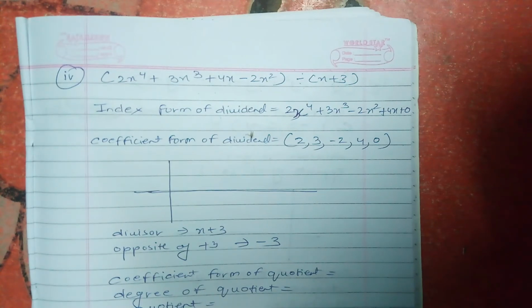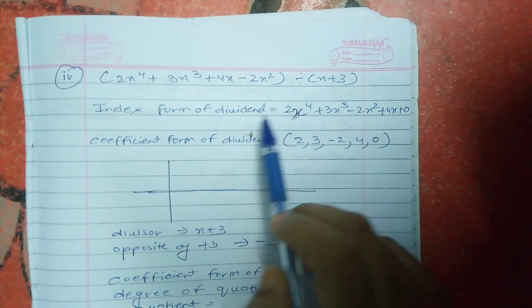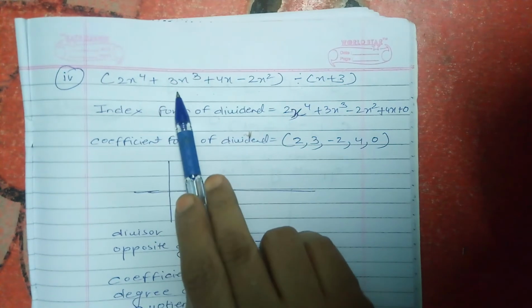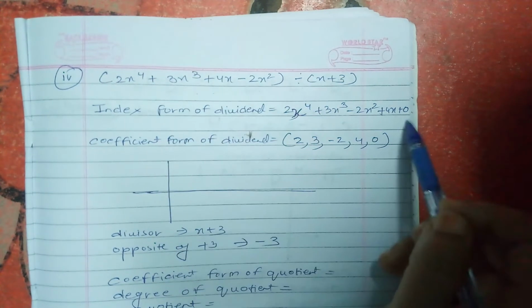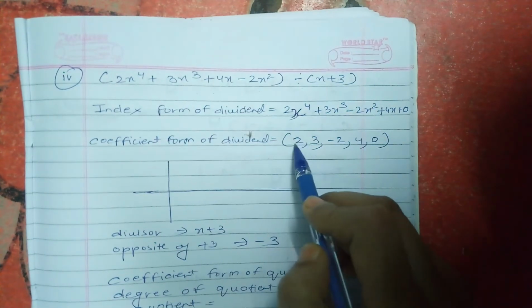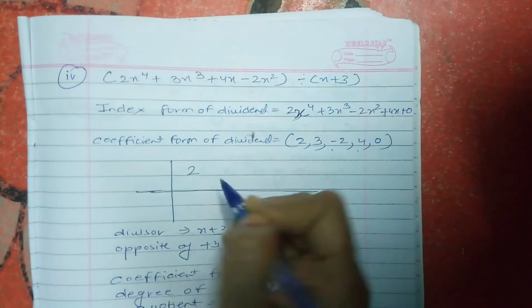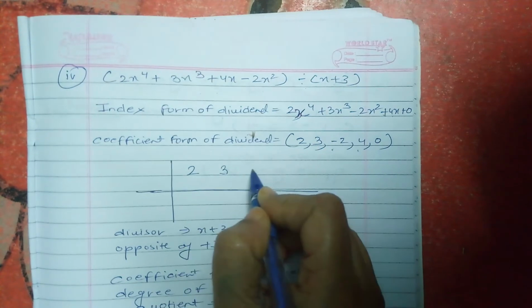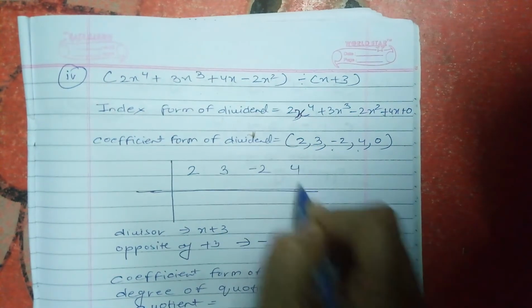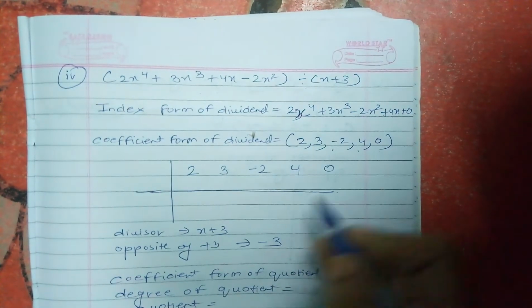Okay, but still, here in the synthetic division method, we have to consider this 0 also, in order to get the correct answer. So we have got the index form as 2x⁴ plus 3x³ minus 2x² plus 4x plus 0. So what is the coefficient form? 2, 3, minus 2, 4 and 0. So write down this now. 2, 3, minus 2, 4 and 0.